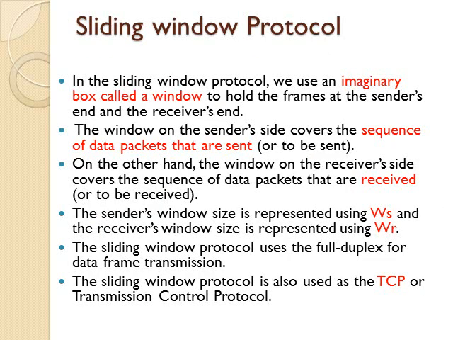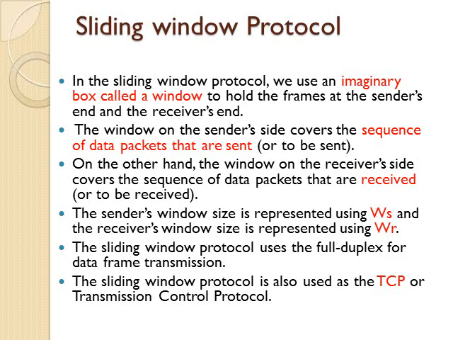In sliding window protocol, we use an imaginary box called window to hold the frames at the sender's end and the receiver's end. The window on the sender side covers the sequence of data packets that are sent. On the other hand, the window on the receiver side covers the sequence of packets that are to be received. The sender window size is represented using WS and the receiver window size is represented using WR.